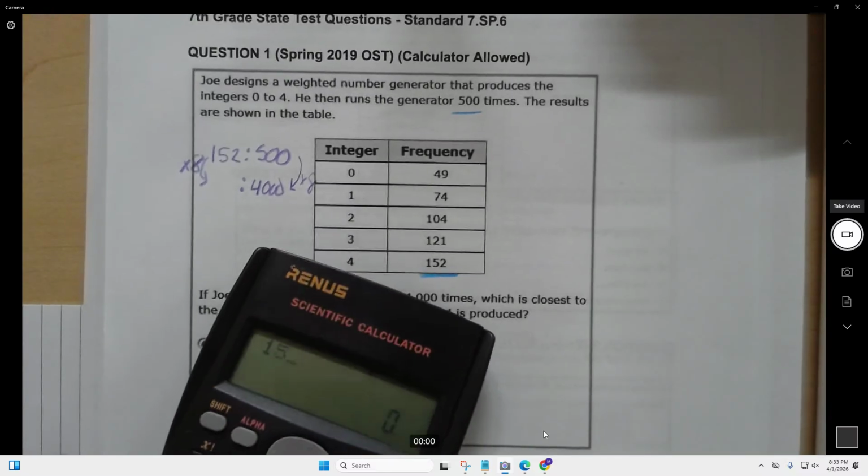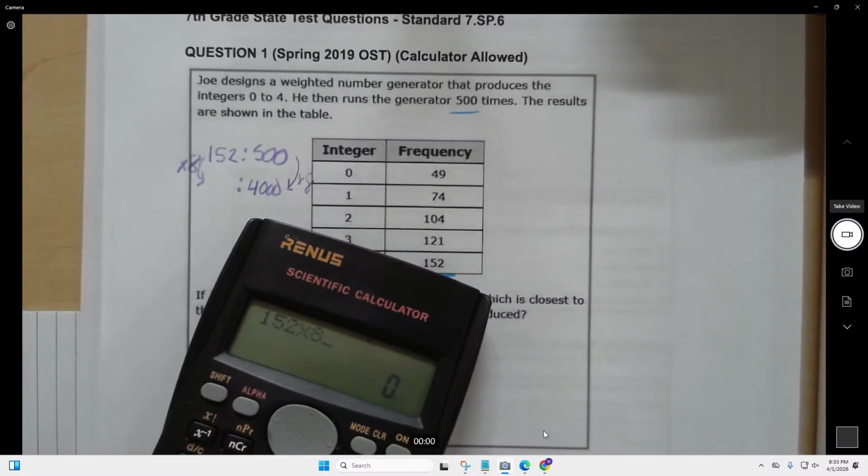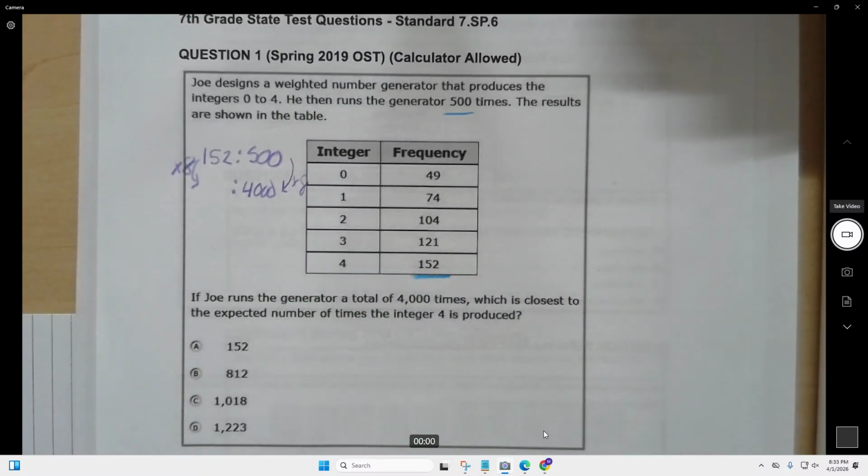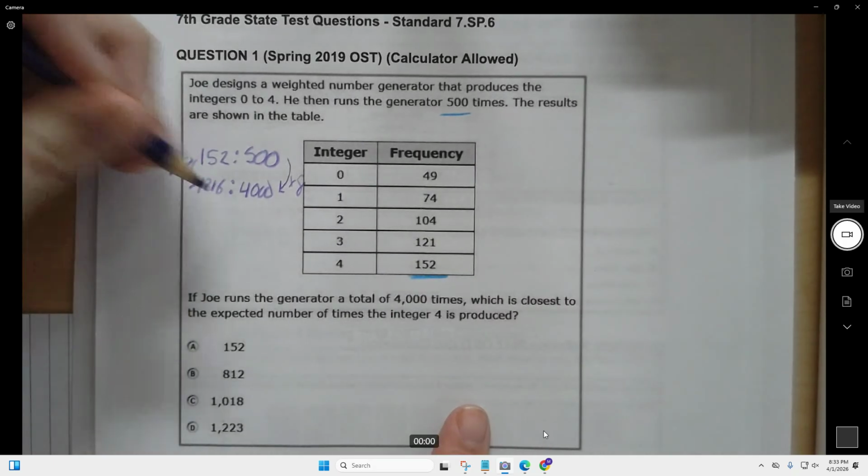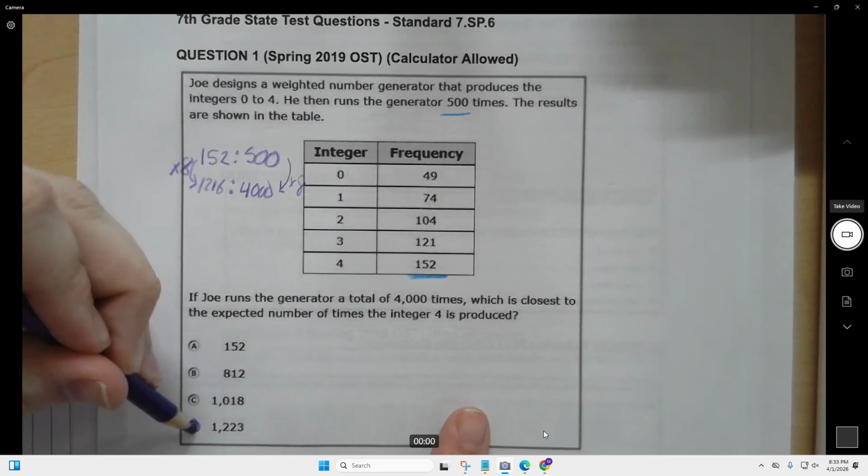Calculator, please. 152 times 8. And that gives you 1,216. Which of these answers is closest? D.